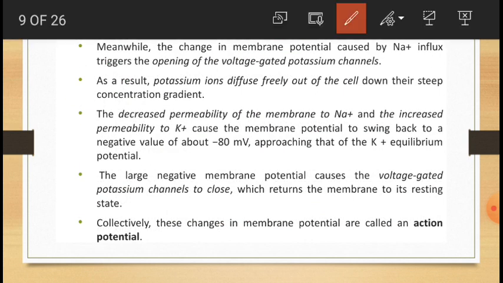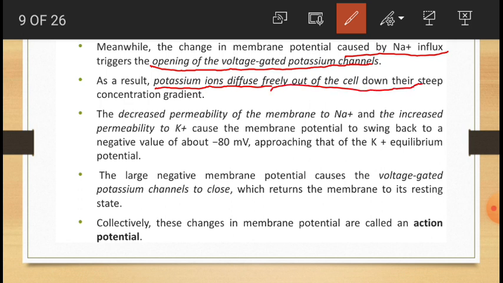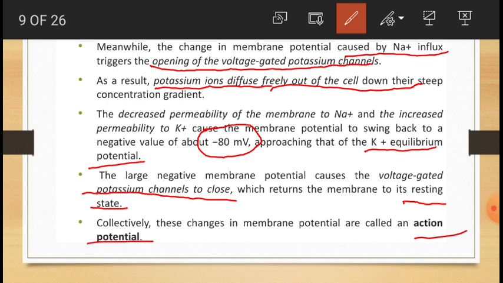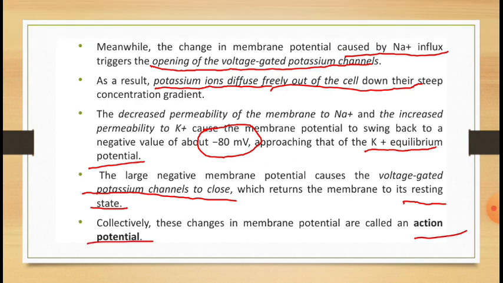When this happens on one side, the potassium ions will move on another side. For this, the change in membrane potential caused by sodium influx triggers the opening of voltage gated potassium channels. This causes potassium ions to diffuse freely out of the cell. As a result, when the equilibrium potential of potassium ions is reached, which is -80 millivolt, the potassium channels will close and the axon will return to its resting state, and this entire series of events is referred to as action potential.